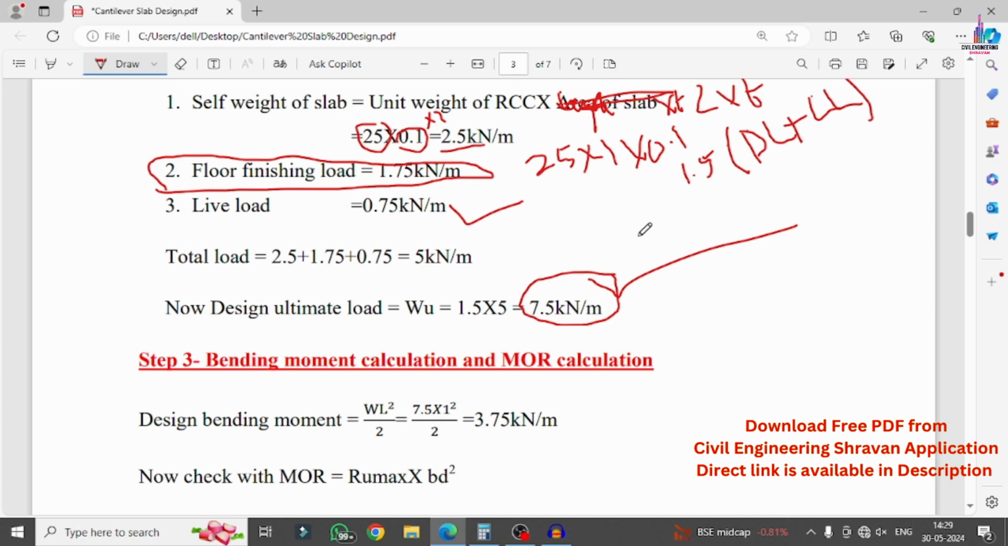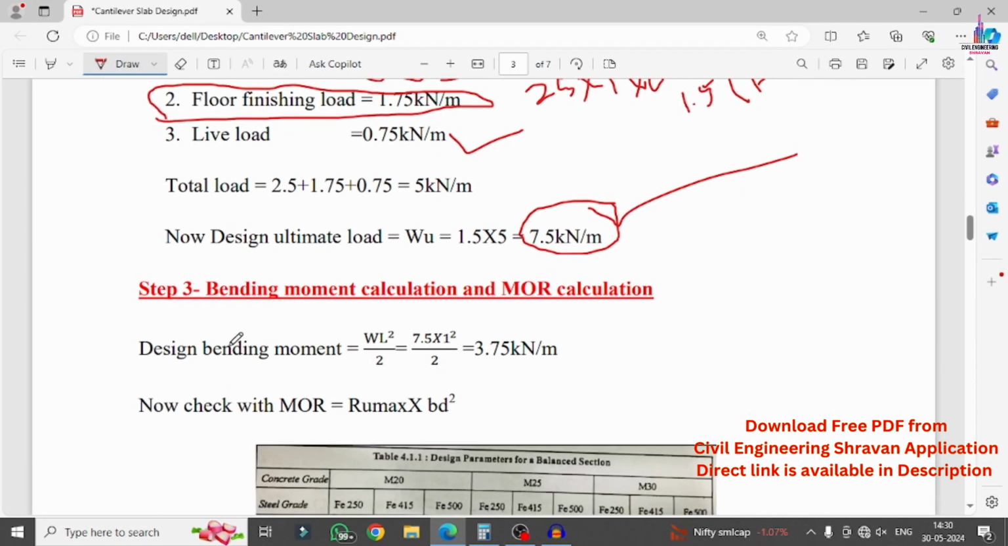Now we have to calculate the bending moment value. The next step is to calculate the bending moment and the moment of resistance. The design moment for the cantilever slab we can calculate as WL square by 2. This is the bending moment for a cantilever beam. Okay, we will consider the same formula for the cantilever slab also. So WL square by 2, where W is your load 7.5, L is the length of the slab, and we divide this value by 2. Then the value comes to 3.75 kilonewton meter.